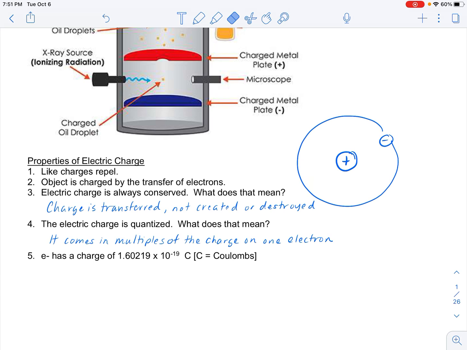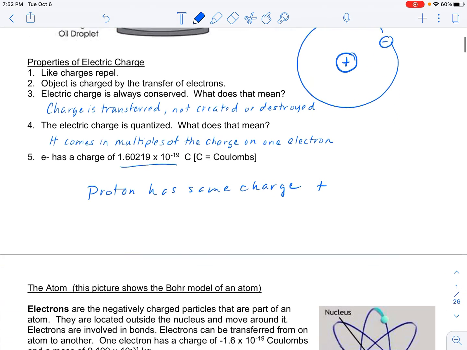So electric charge is always conserved. It's transferred, not created or destroyed. So we're going to see that charge can be transferred between different objects. The electric charge is quantized. That means that it comes in multiples of the charge on one electron. And finally, the charge on one electron is 1.602 times 10 to the negative 19th coulombs. The charge on a proton, by the way, is the same, and a proton has a charge that is positive instead of negative.